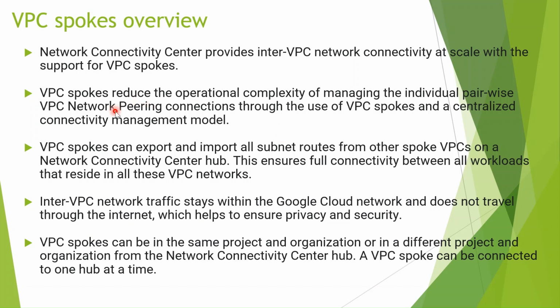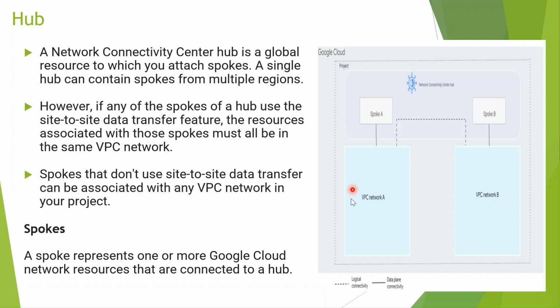So with the help of this, we can eliminate that thing. And a VPC spoke can export and import all subnet routes from other VPC spokes on a Network Connectivity Center hub. So in this, VPC network A will import the routes from VPC network B, and it will also export its own routes to VPC network B. So basically the hub will manage a route table according to how they are exporting their routes, and the VPC networks can use that route table to send traffic to each other.